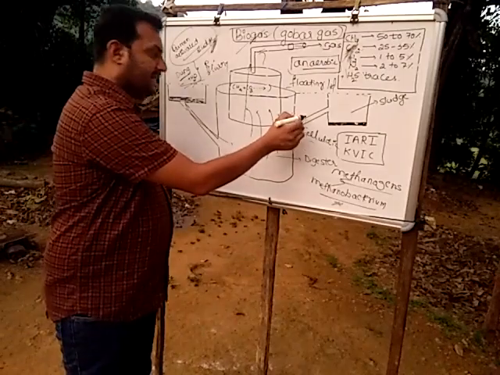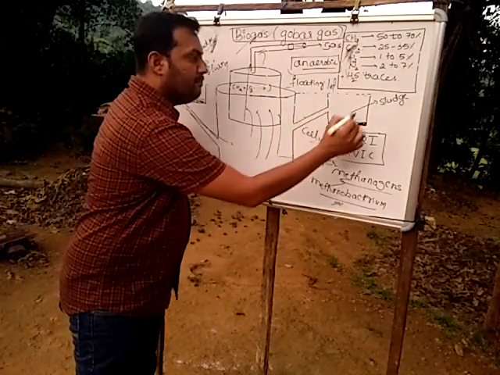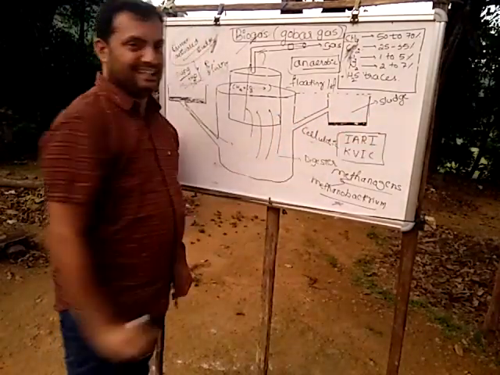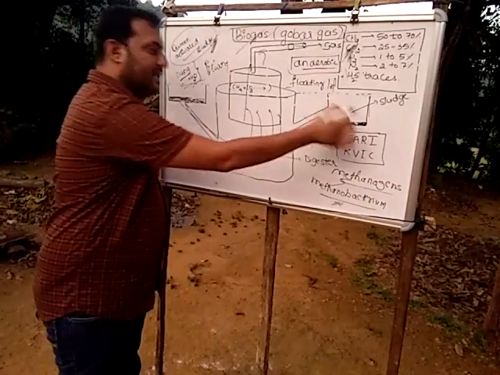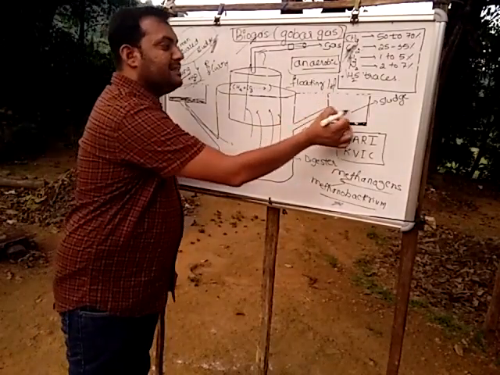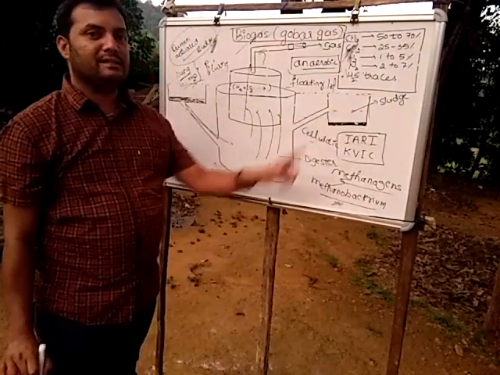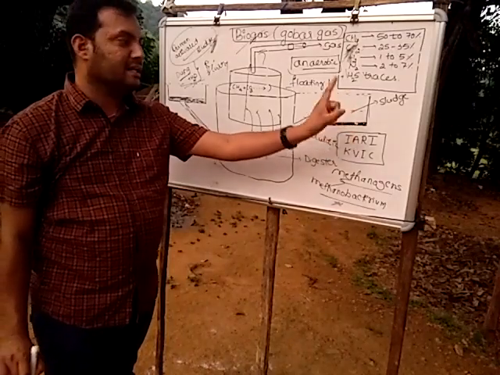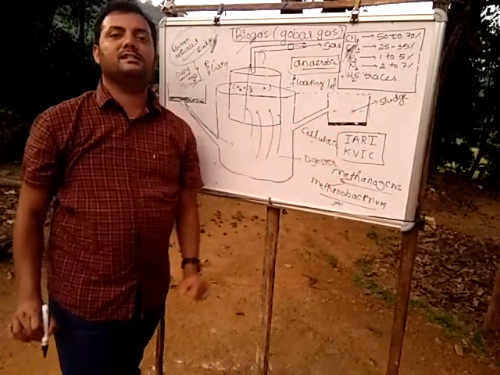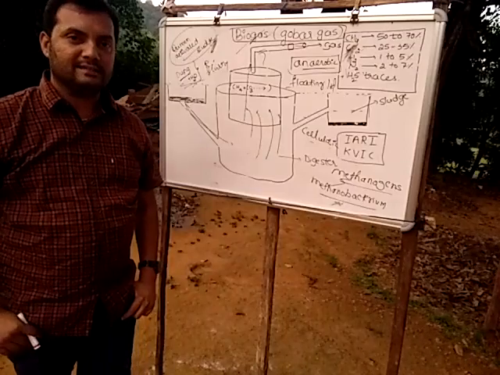But here at the same time there will be collection of sludge. As a side product, sludge will be produced, which has high nutrition and can be collected and used as fertilizer.